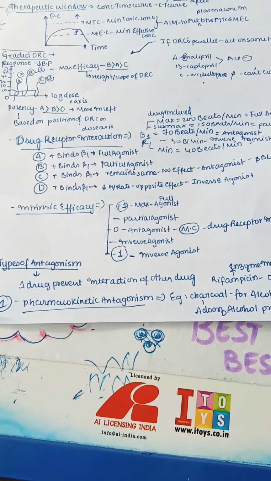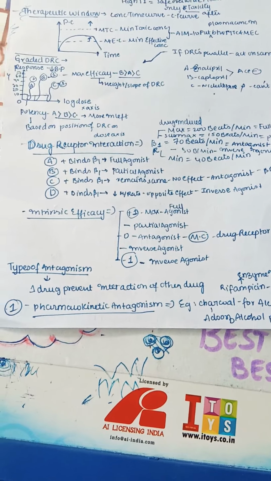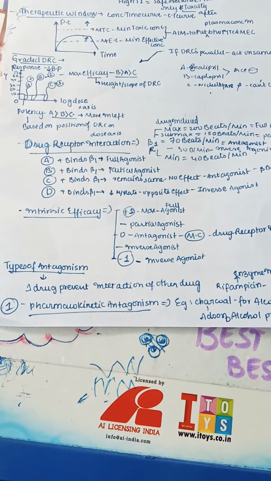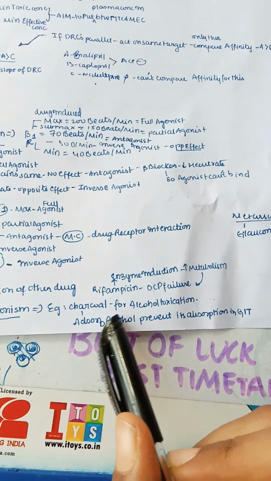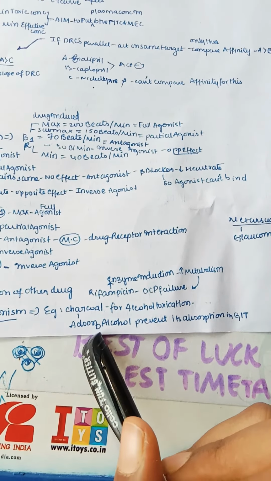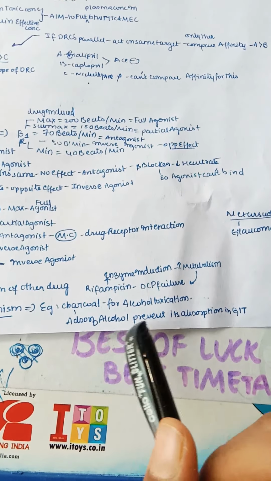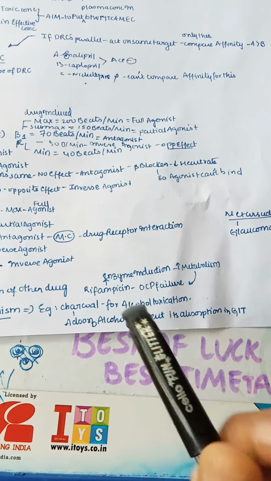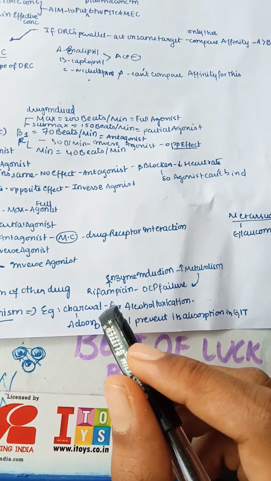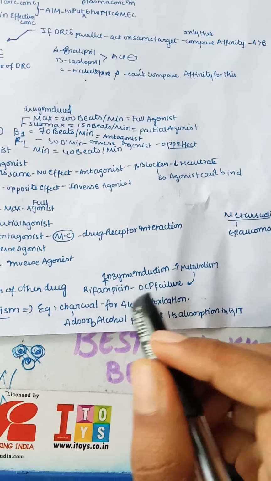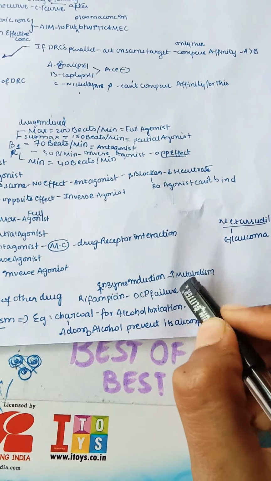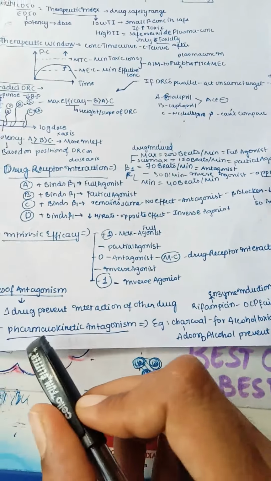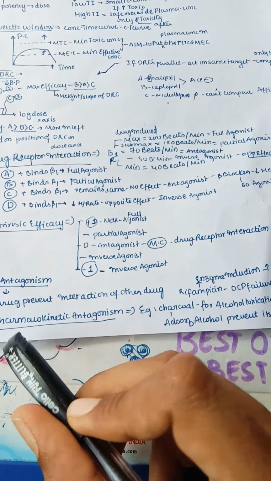Next, coming to the types of antagonism. The drug which prevents the interaction of another drug is nothing but antagonism. We have different types of antagonism. The first one is pharmacokinetic antagonism. For example, charcoal for alcohol intoxication: charcoal absorbs the alcohol and prevents its absorption in the GIT. Another example is rifampicin, which causes OCP failure: enzyme induction increases the metabolism and leads to OCP failure. Metabolism and absorption are pharmacokinetic properties, so this is known as pharmacokinetic antagonism.